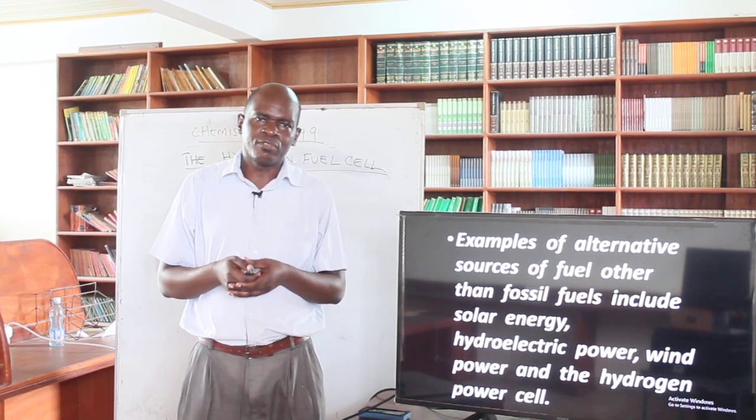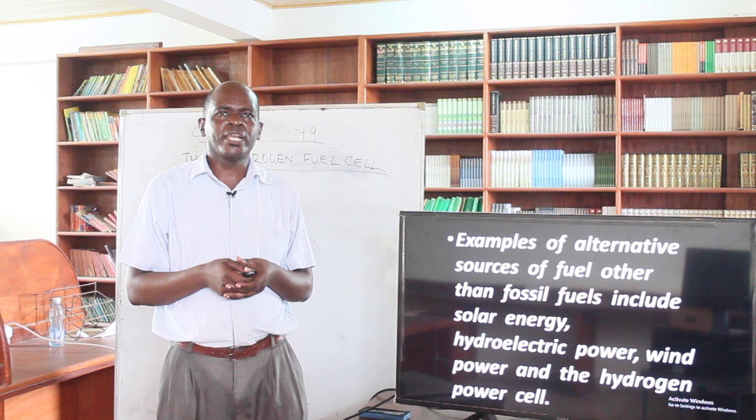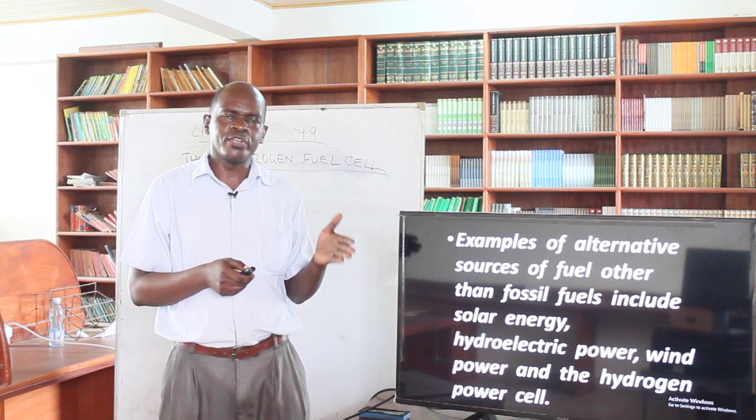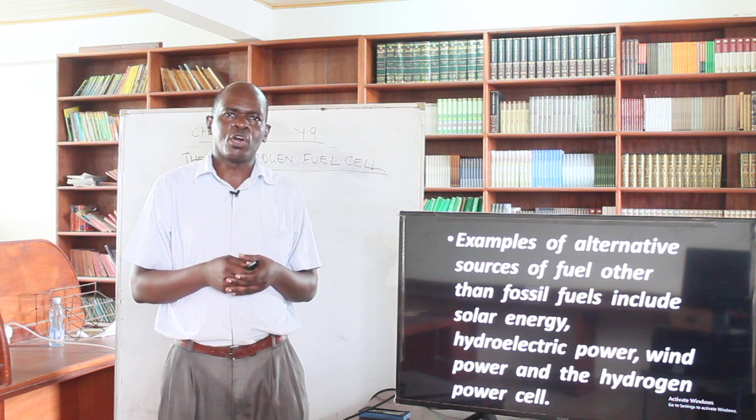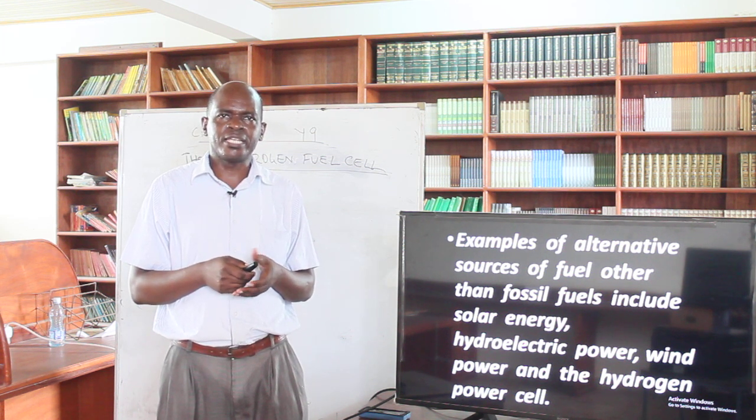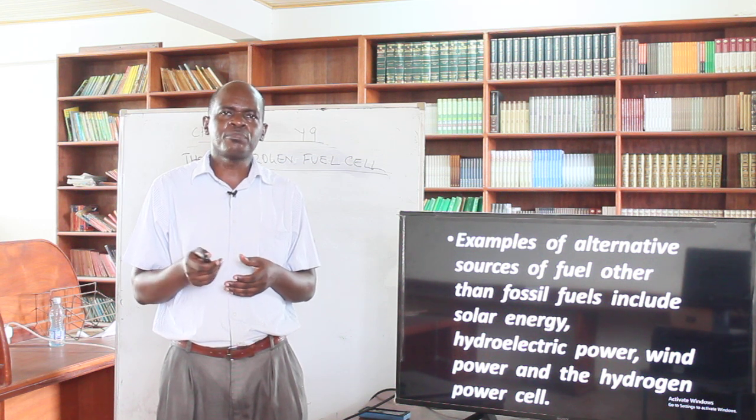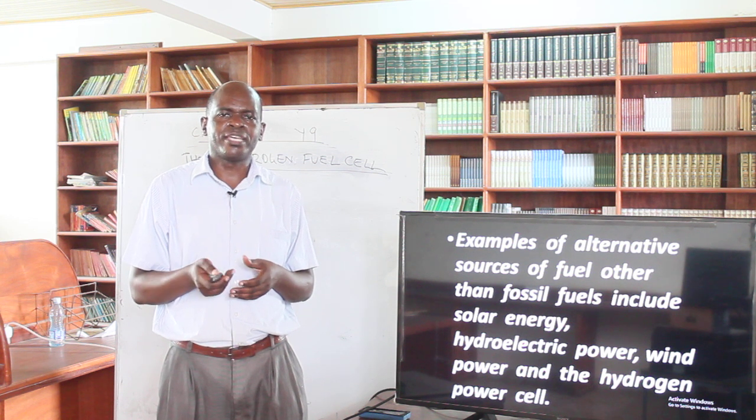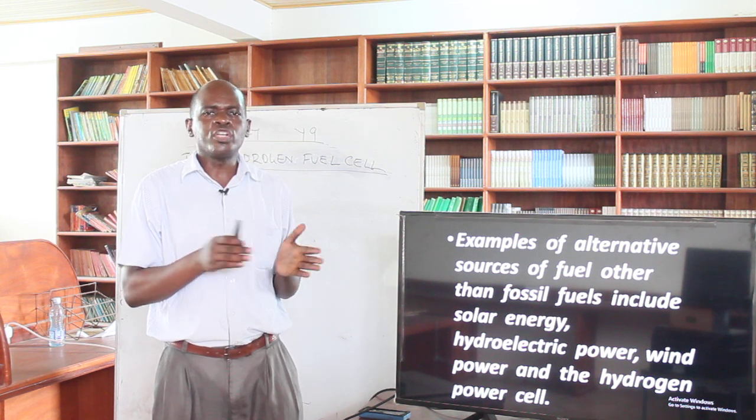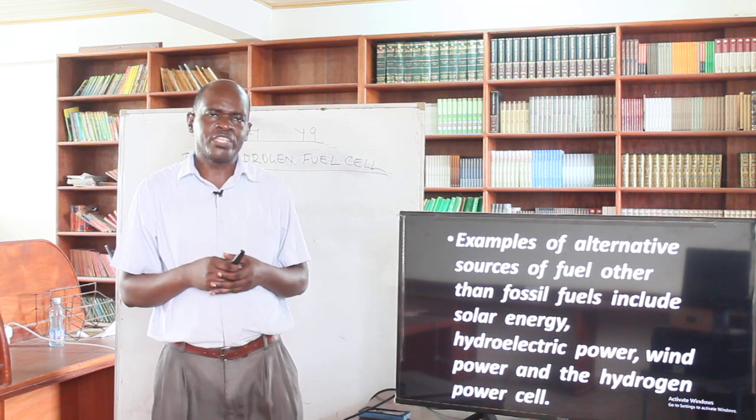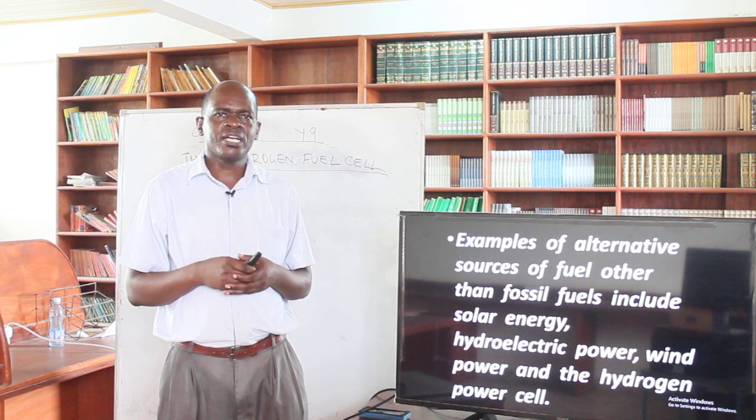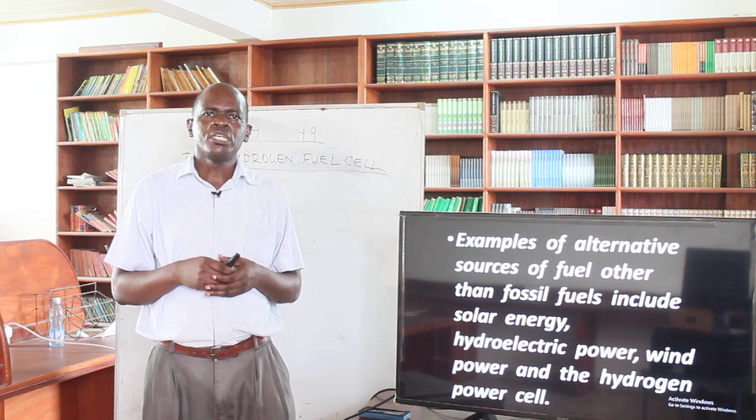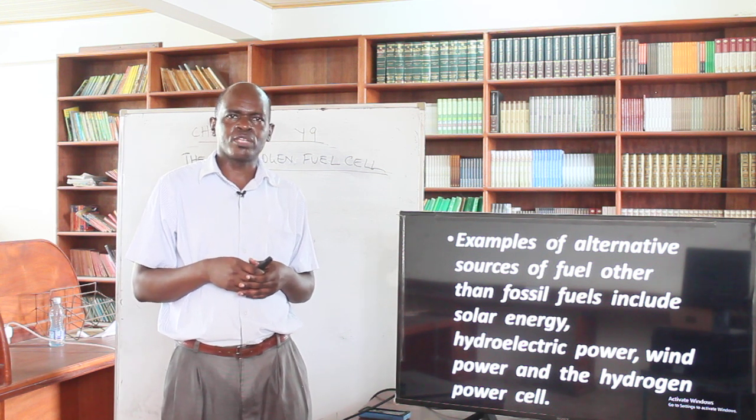Now, we just gave examples of the alternative sources of fuel. We talked about the solar energy from the sun. We have the hydroelectric power from the water, turning of the turbines. We have the wind power generated because of the blowing of the wind. And we also have the hydrogen power cell. All these particular forms of energy are quite easily available and can easily be regulated. That means that we can use them continuously as long as we're able to supply.